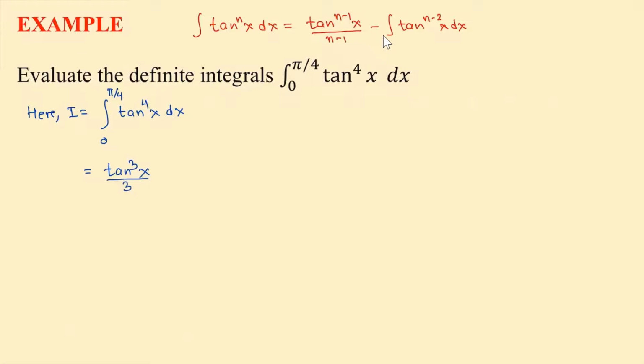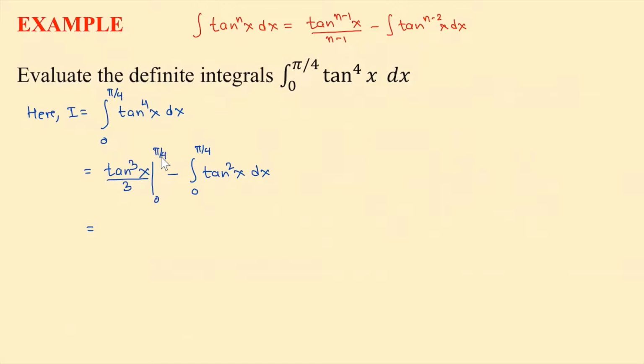Then we have minus, and then integration of, we reduce the power by 2, so when you reduce the power by 2, it will be tangent square x dx. Now let's take care of this limit of integration. This is from 0 up to pi over 4. This is already integrated, so we have to evaluate this from 0 up to pi over 4 using the fundamental theorem of calculus. So let's evaluate the first part. In order to evaluate the first part, we plug in the upper limit, we subtract and plug in lower limit.